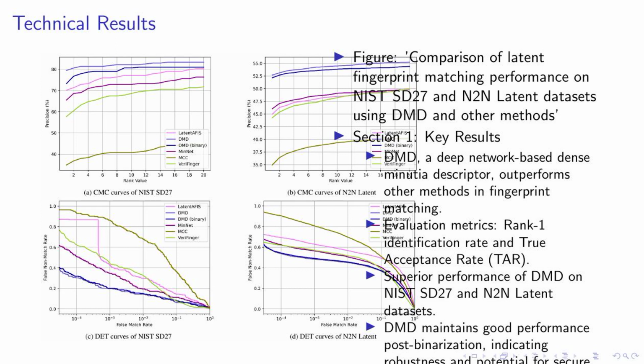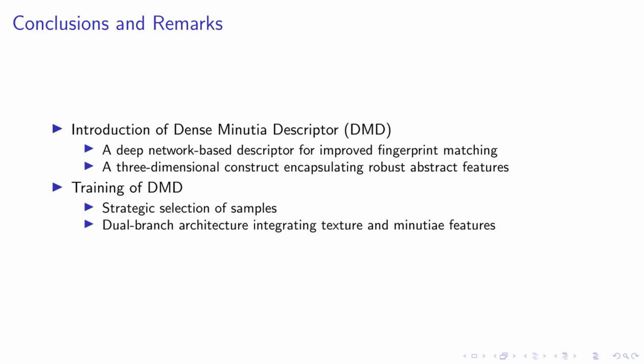In conclusion, we've introduced a novel approach to fingerprint matching with the dense Minutia Descriptor, or DMD. This is a deep network-based descriptor that provides a three-dimensional construct, capturing robust abstract features. This construct aligns two dimensions with the original image plane, while the third dimension encapsulates these abstract features. The training of DMD is a strategic process. We've selected our training samples carefully and employed a dual-branch architecture.